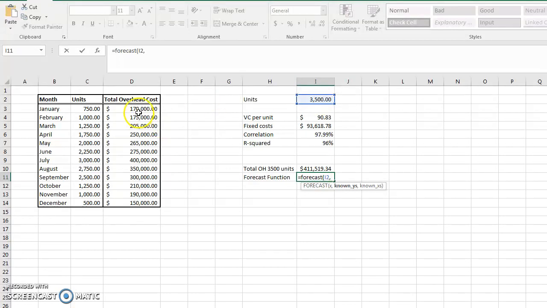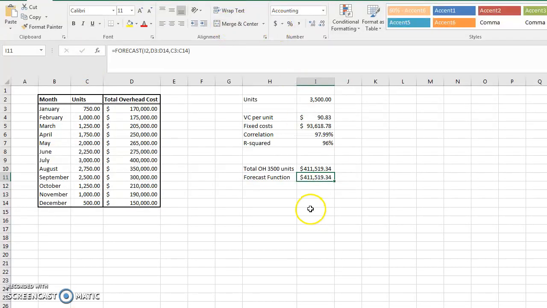What's my known y's? It's right over here. And then my known x's, right over here, like this. And there we go. And we get the same answer, and we can format it as currency. Okay. Now, I could have done some other things to make this a little bit more clever.